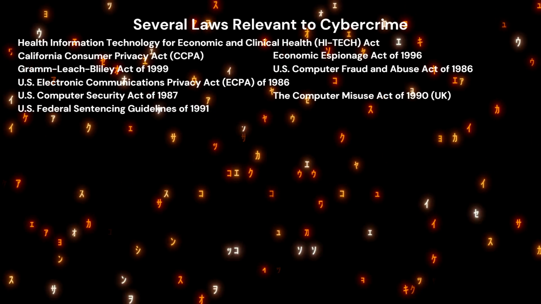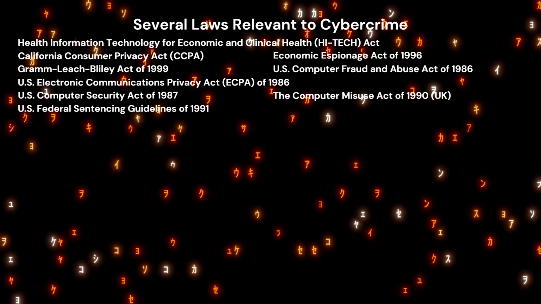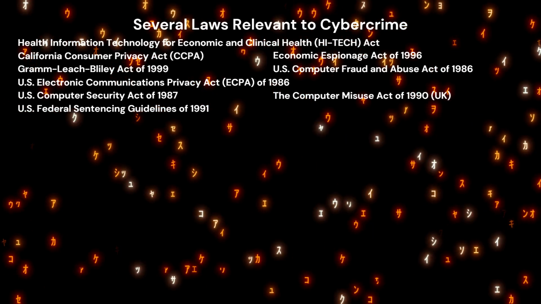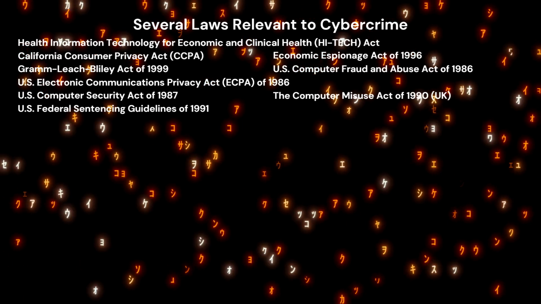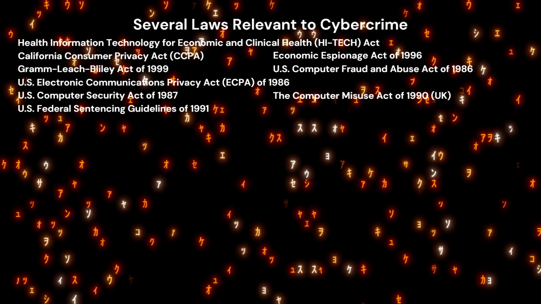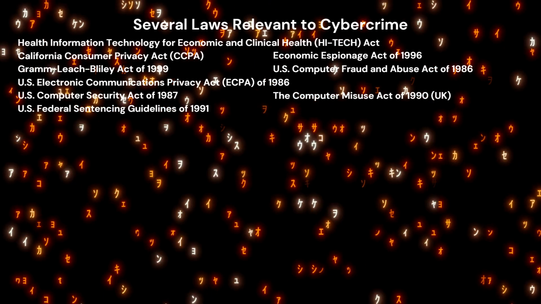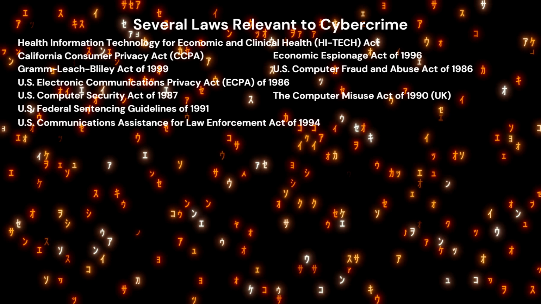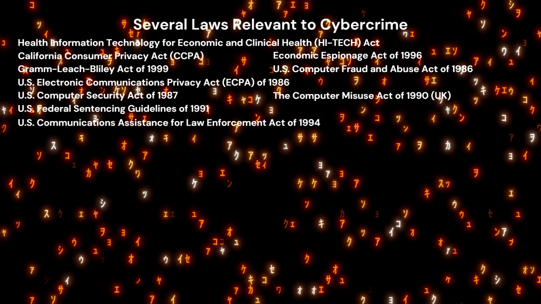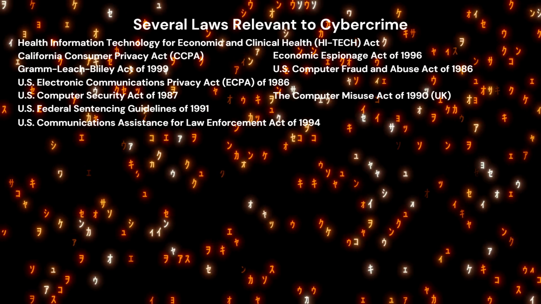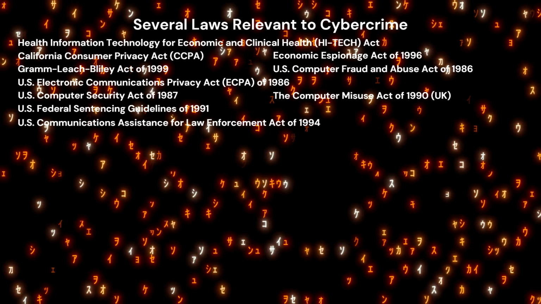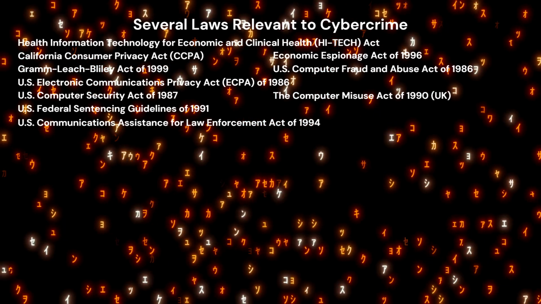U.S. Federal Sentencing Guidelines of 1991. While not specific to computer crime, these guidelines establish penalties for companies that fail to implement adequate compliance programs, including those related to data protection and privacy. U.S. Communications Assistance for Law Enforcement Act of 1994. This act requires telecommunications companies to design their networks to allow for lawful government interception of communications.